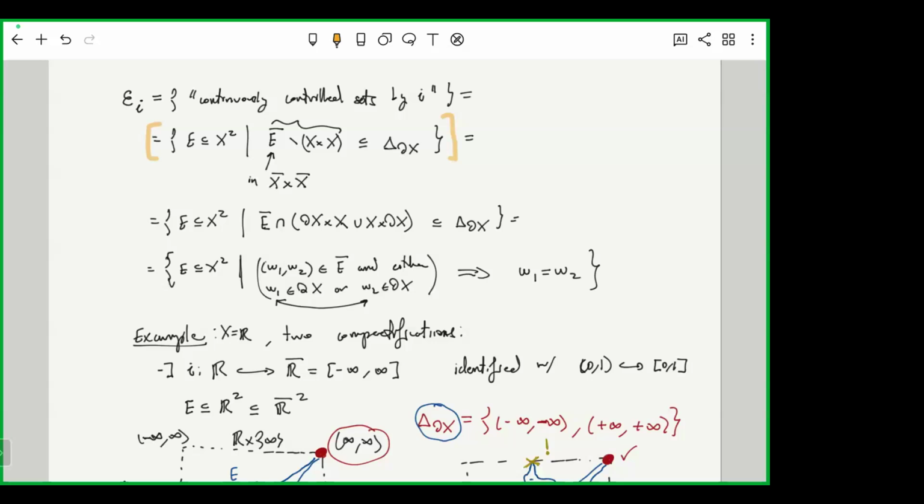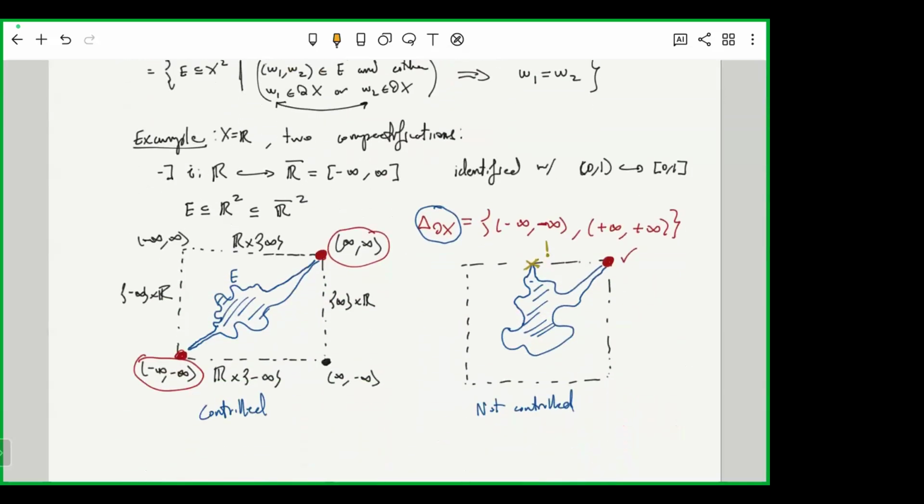But I want to visualize it, right? So here I'm taking the intersection of the closure of E with the complement of x times x. Yes, this complement is exactly this one. So that's the outer square that we're looking at here.